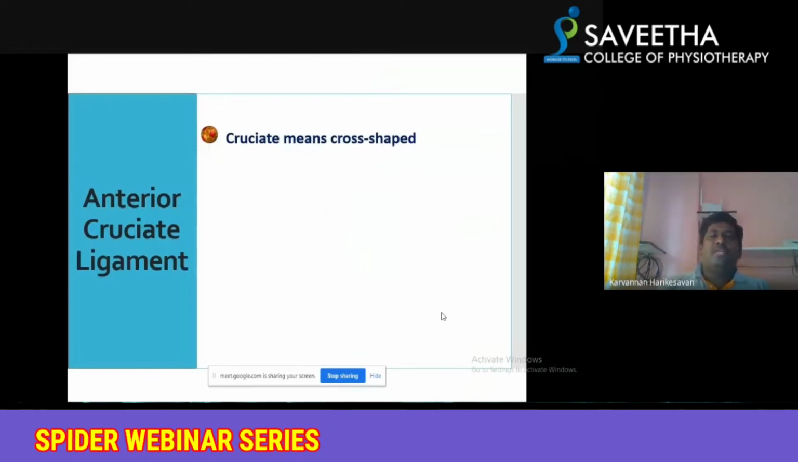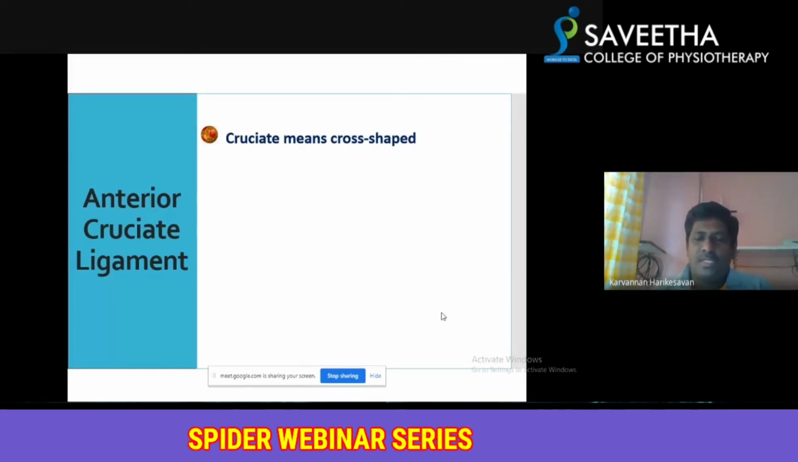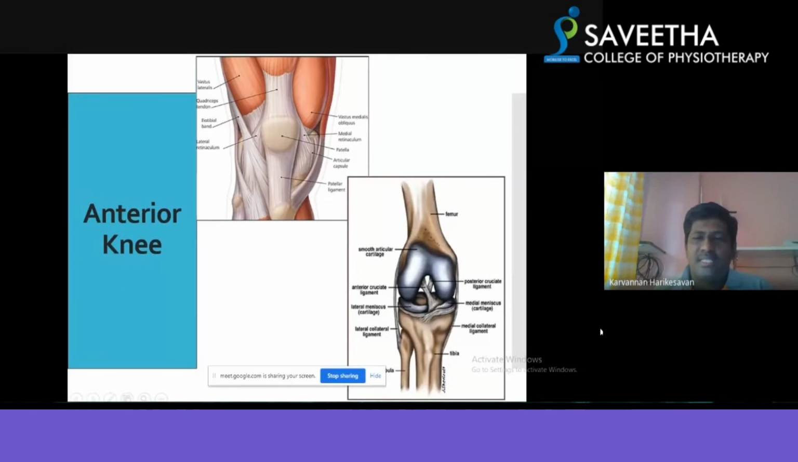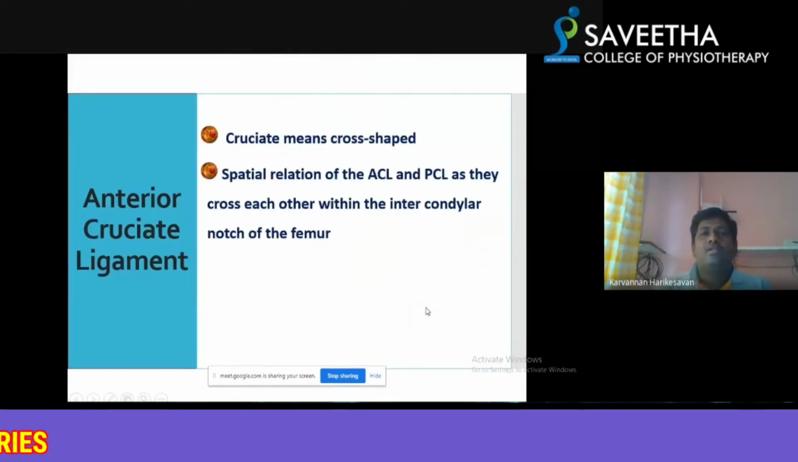If you go to the ACL, why is it called a cruciate ligament? The name cruciate means cross-shaped. The anterior cruciate ligament and the posterior cruciate ligament, you can see, cross each other here. So that is termed cruciate; the name comes from the cross-shaped ligament. Also, there is a spatial relation between the ACL and PCL as they cross each other.